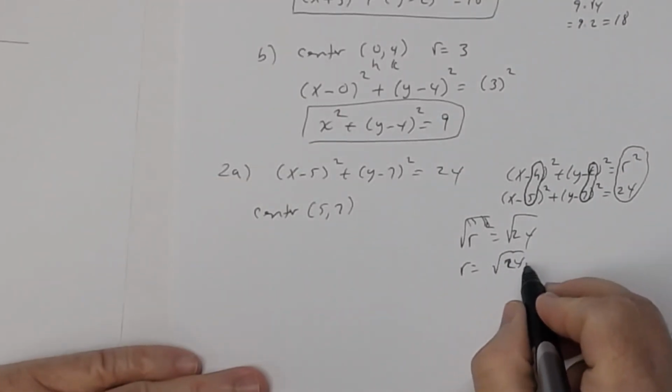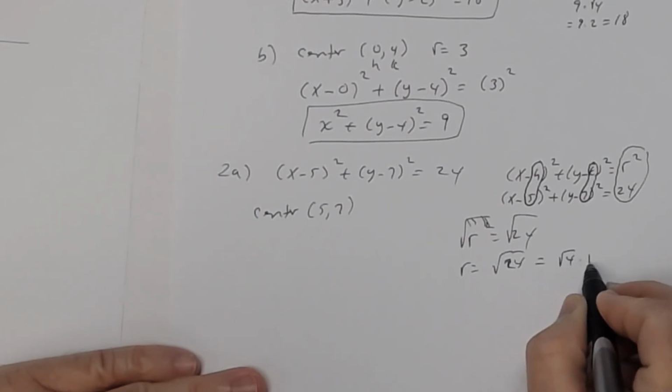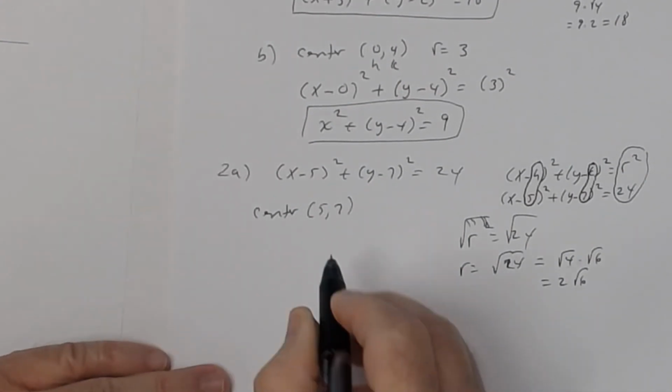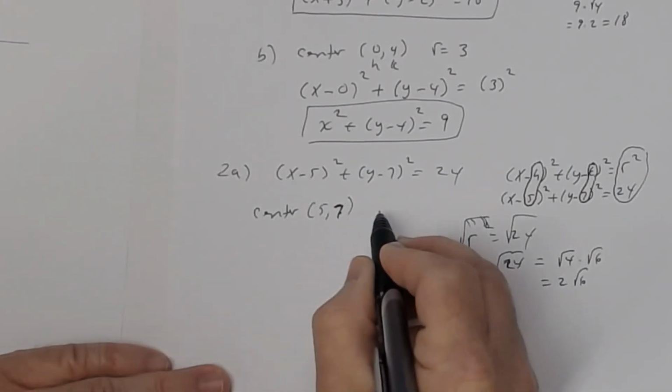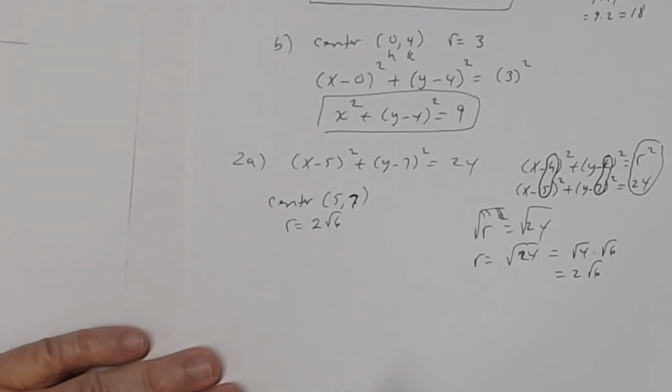And I know that the largest perfect square that goes into 24 is 4, so it becomes square root of 4 times square root of 6, and the square root of 4 is 2, so it's 2 square root of 6. So that's your radius. And so the radius is 2 square root of 6. Okay? All right, let's look at B.